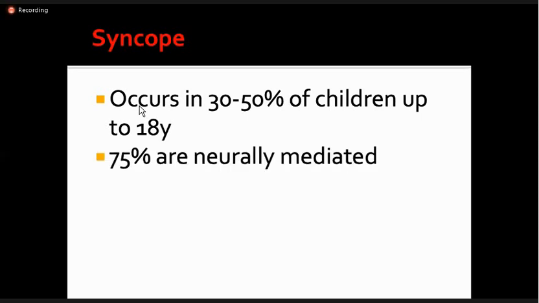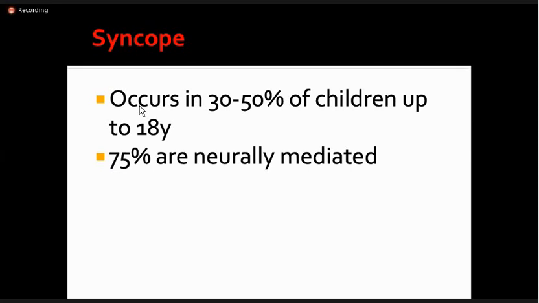The majority of syncope is neurally mediated. The neurally mediated syncope includes the most common type of syncope, which is vasovagal syncope. There are a small number of neurally mediated syncopes where the mechanism is due to the autonomic nervous system. So most of them are neurally mediated.